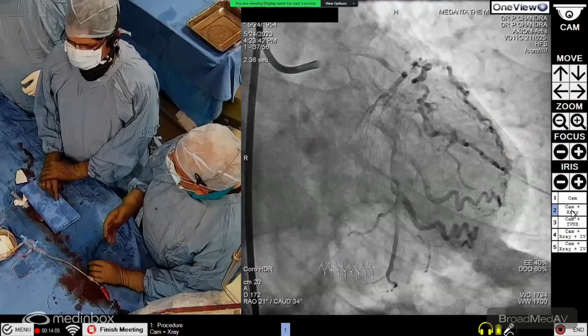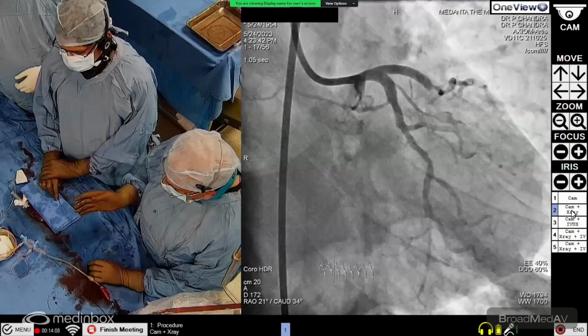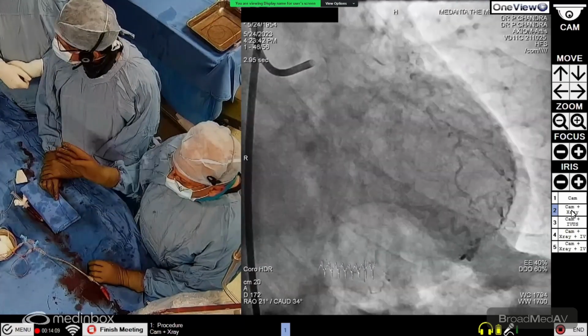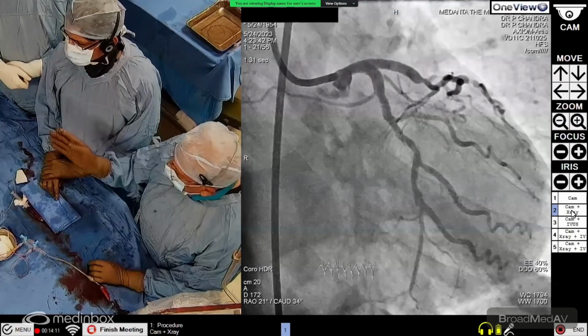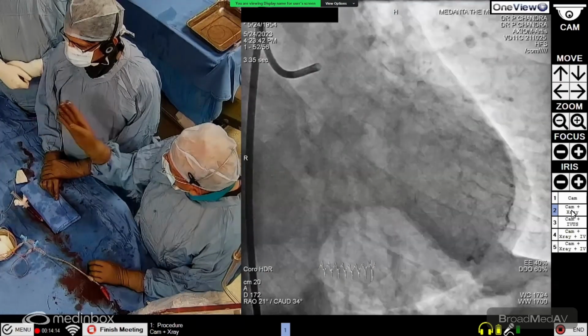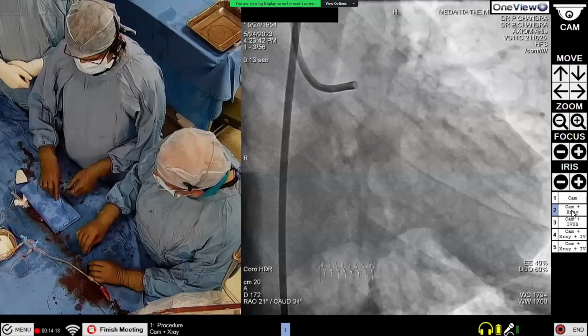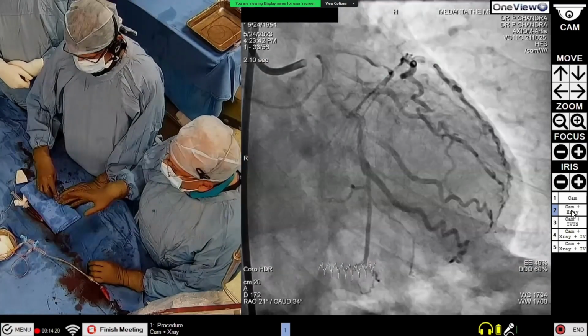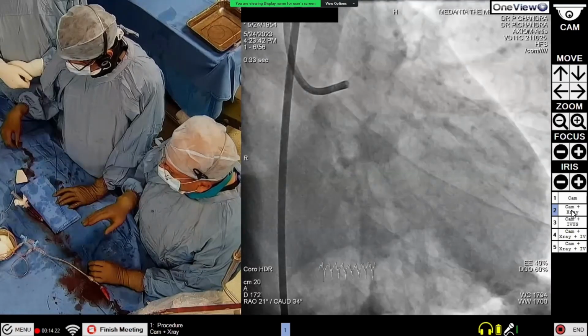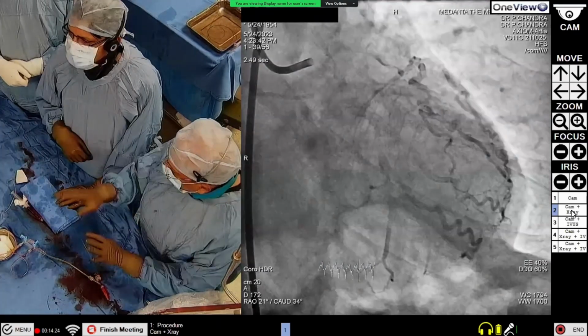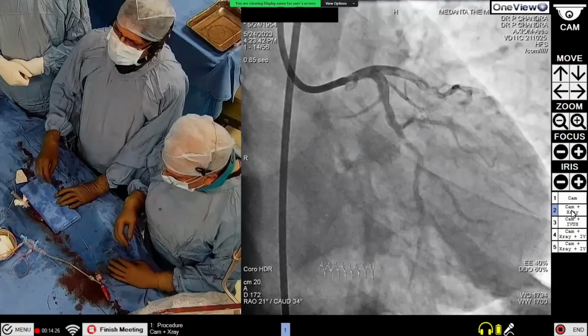Before he starts, let me also introduce the team looking after the imaging, the cath lab, and the nursing staff. They are all well versed in imaging procedures in complex coronary interventions, and we have everything ready. Dr. Nagendra, over to you. So good afternoon, friends.